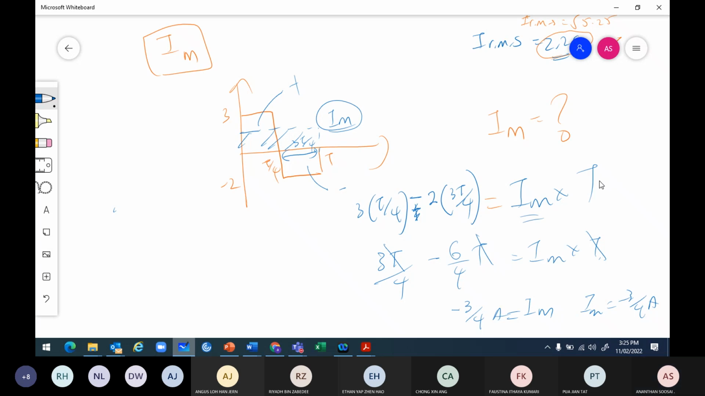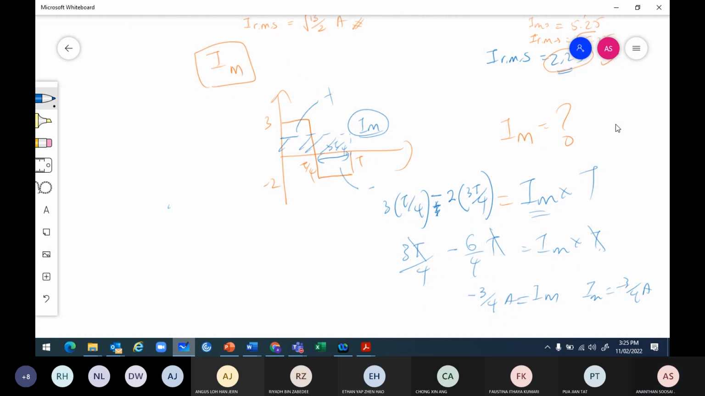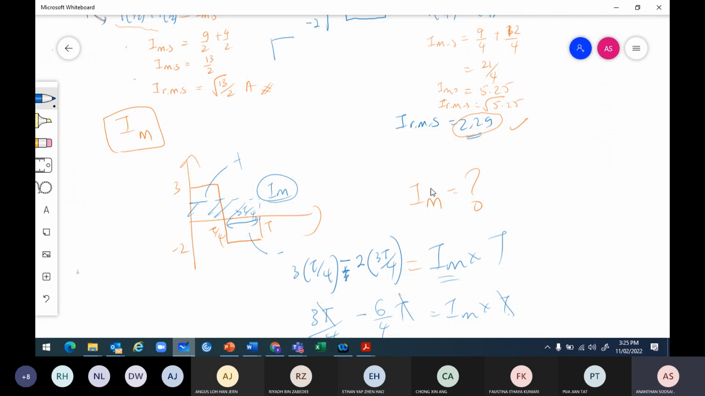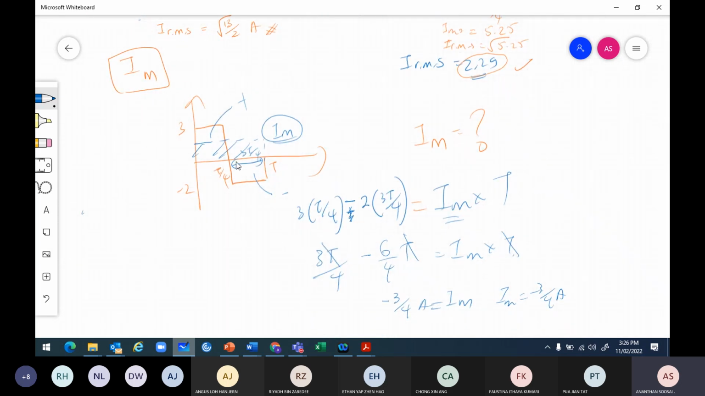Both have been asked in exams. Root mean squared, I think by now you know. You square it. The areas all need to be added because they all shift to the positive region. So all areas added equals I mean squared times T. If they ask for the mean value, you don't need to square the graph, but whatever area is below is treated as negative. So positive area minus negative area equals I mean times period. That's all for the mean current.